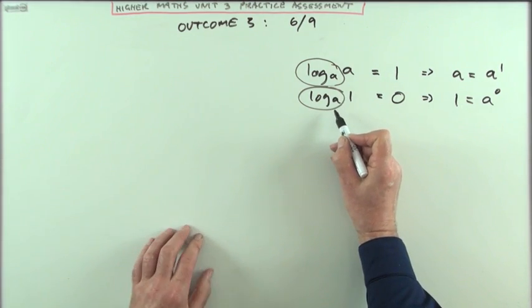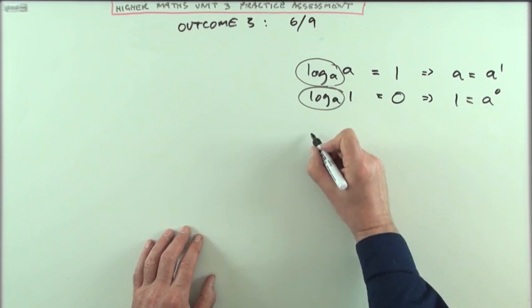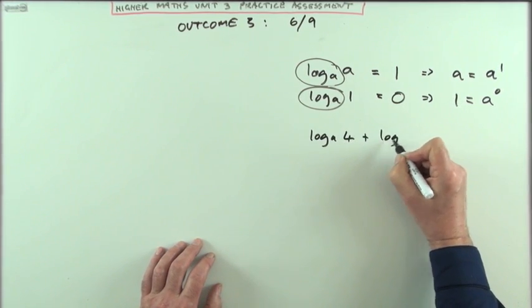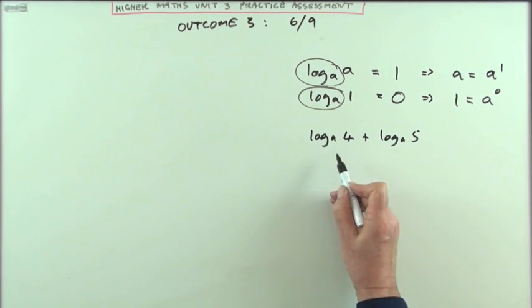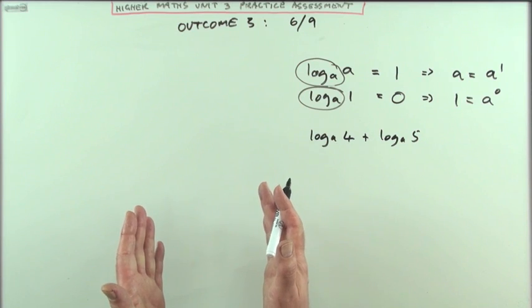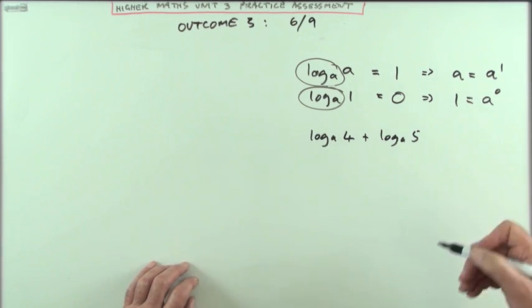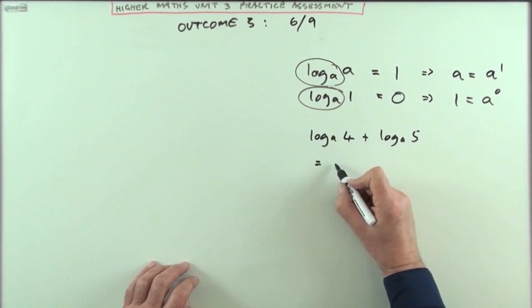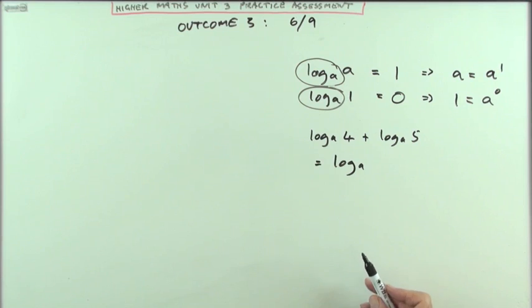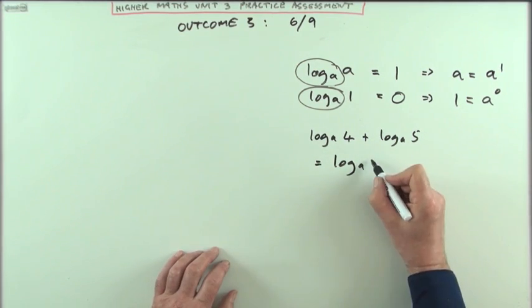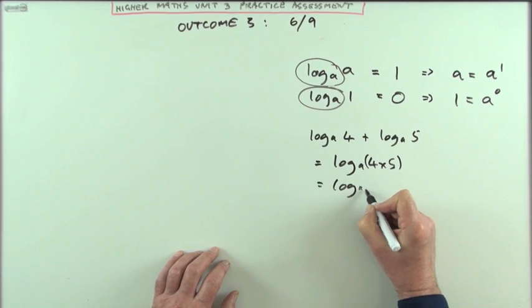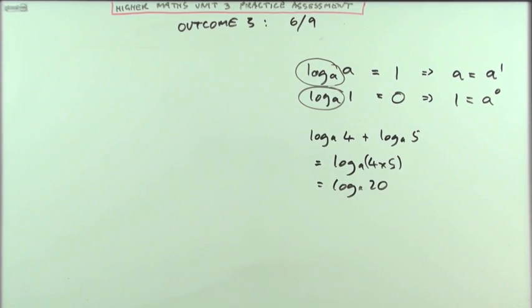Further laws of logs would be what happens when you add logs together. What about log a 4 plus log a 5? Well, logs are powers. You add powers when you're multiplying terms of a common base. And the first rule of logs would be adding logs gives you the log of the product of those. It's the log of 4 times 5. That equals the log base a of 20. If you're adding logs, then that will be the single log of the product.